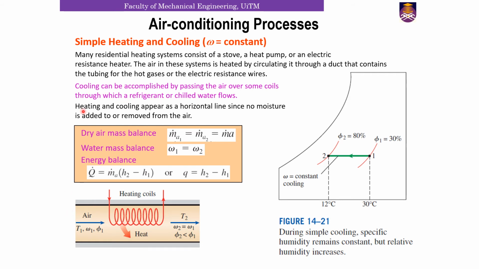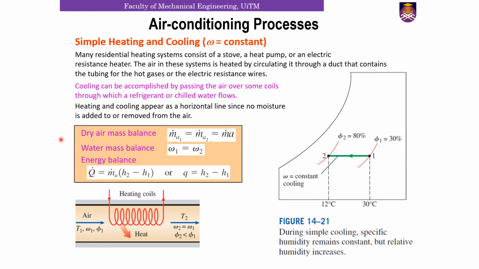Heating and cooling appear as a horizontal line since no moisture is added or removed from the air. For this statement, you can refer to the psychrometric chart here. For an example, if you want to cool the stream of air from 30 degrees Celsius to 12 degrees Celsius, you will see that the line moves in a horizontal direction because you are not humidifying or dehumidifying anything. So it will move from point 1 to point 2. Because there is a change in temperature, your relative humidity values will also change. But since the line is moving in a horizontal direction, your specific humidity value is not changing, and that is why your omega is constant, right?